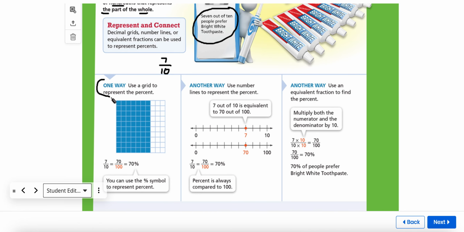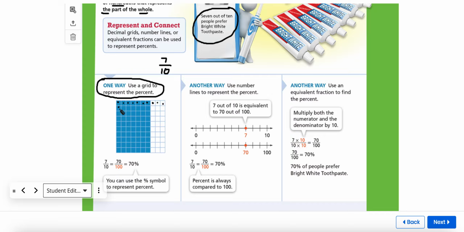One way to do it is to use a grid to represent the percent. Since these are percents, a grid is like a square that has 100 little units. So it's going to be 10 by 10. If you count the number of little squares going across, we have 1, 2, 3, 4, 5, 6, 7, 8, 9, 10. So it's 10 going across and 10 going down.